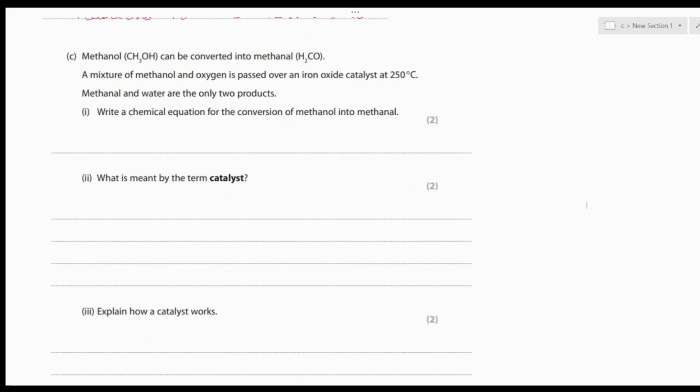How? Okay, they have given you the products. They have given you the reactant. Can you write the equation? Let's say methanol, CH3OH. What is reacted with it? We reacted it with oxygen, which gives two products. And what are those two products? Methanal, whose formula is given, H2CO, and water. Yes, we can write it.